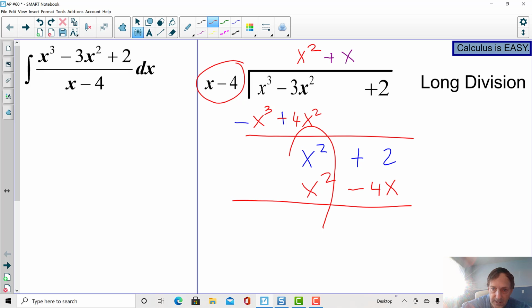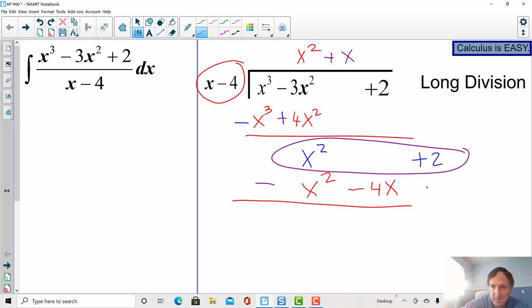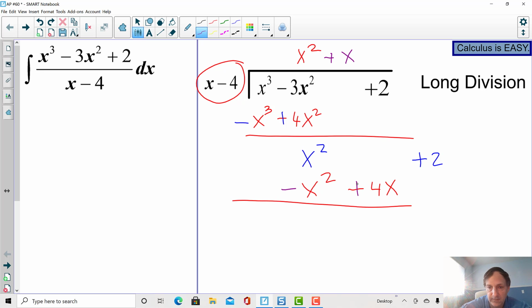Now we want everything lined up. We have the x squareds here, but now we have a number 2 and an x. That's not good. So I'm going to move this plus 2 over a little bit. Again, it's going to be the top minus the bottom. Or you could multiply everything in the bottom by -1 and then add up all the pieces. This will be 0x squared. This will be 4x and then plus 2.